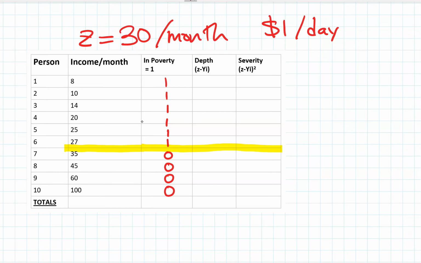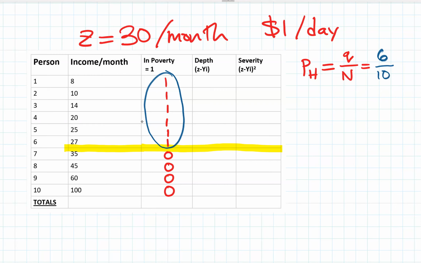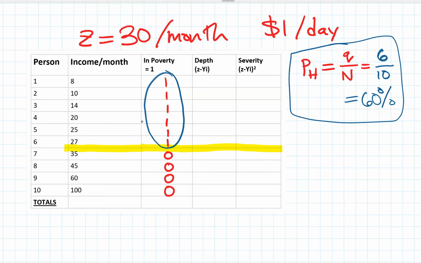If we want to do our head count, we can calculate it straight away from that. Our head count was Q over N. In this case, Q is the number of people in poverty. We count them, right? This is our Q. That's 6, because there are 6 people who are in poverty. And our N is the total number of people. So there are 10 people. That means our head count is 0.6, or you can say 60%. So this is our head count measure, and we can calculate that easily from this data.